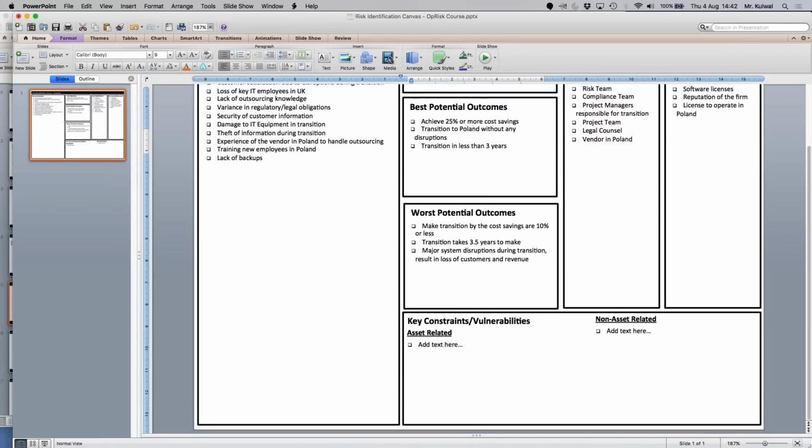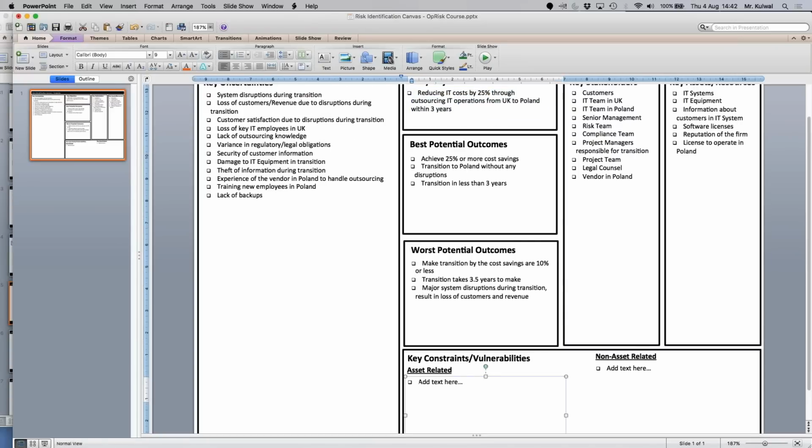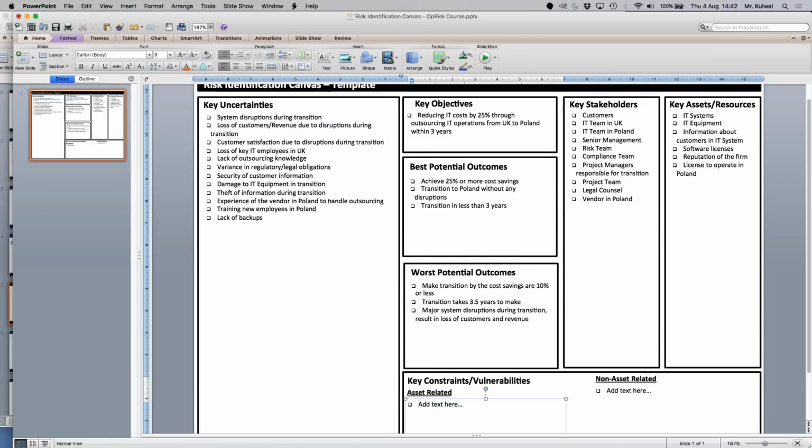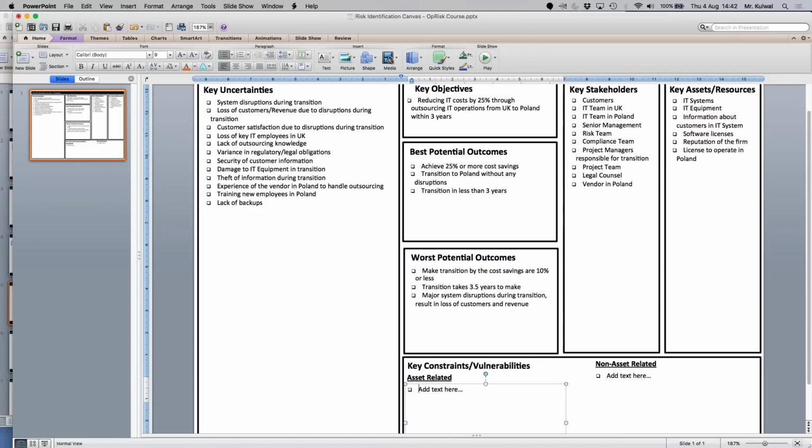We don't have time to go into the constraints and vulnerabilities, but that's where you can go and say that, for example, if there are some constraints that we'll only get our license in Poland by a certain date, or if we only have so much budget to make the transition. That would be an example of constraints you may have, asset or non-asset related.